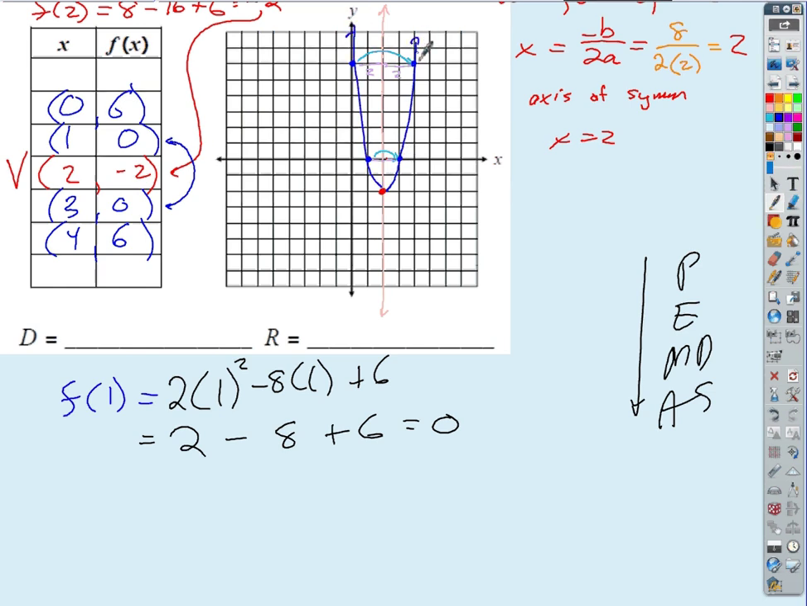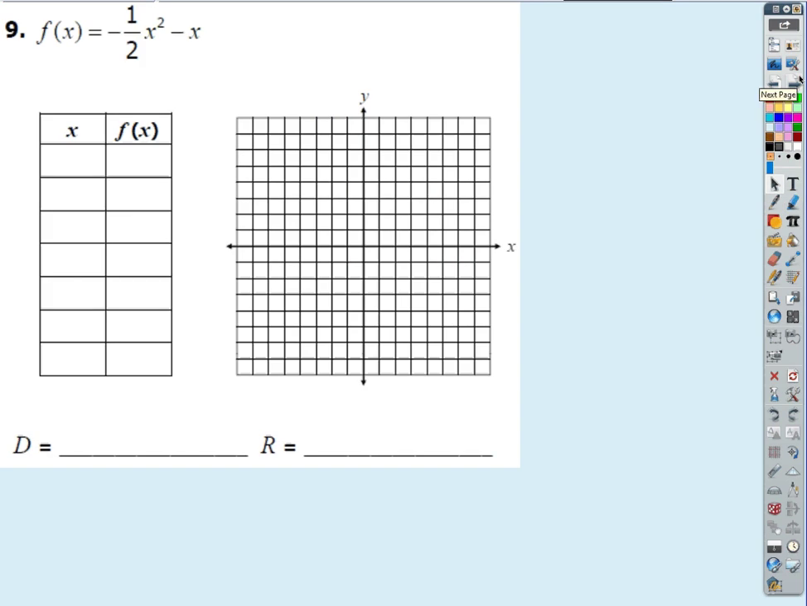Okay, what's the domain? Boring. All reals. What's the range? Y is greater than or equal to, or less than or equal to? Greater than or equal to negative 2. There it is. Okay. All right, so I'm going to skip this example.